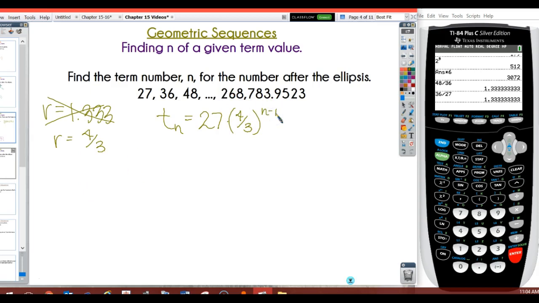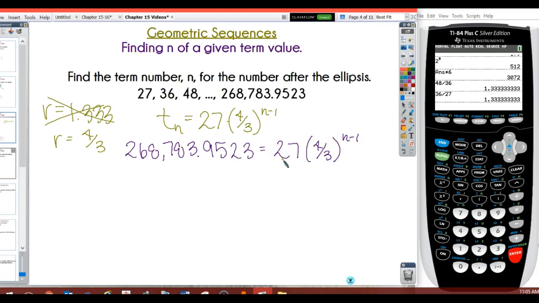So our question is asking us to find what number n would give us the number after the ellipsis. And so the ellipsis is the 3 set of dots. So if this is a term, we're looking for what term it is. We're looking for n. And so for this problem, we're going to set this number, notice it's going to be an approximate answer since it looks like it was a decimal that was rounded, and we're going to set this equal to our function.